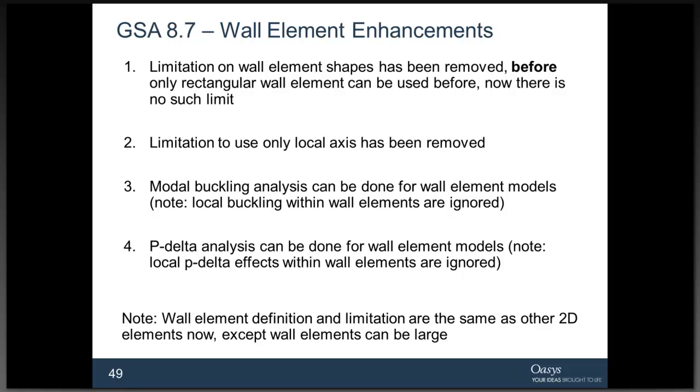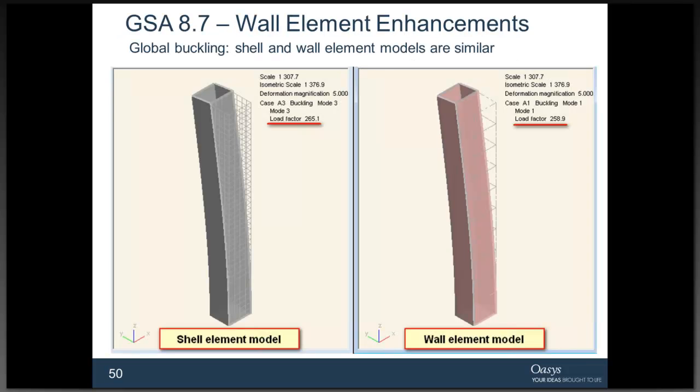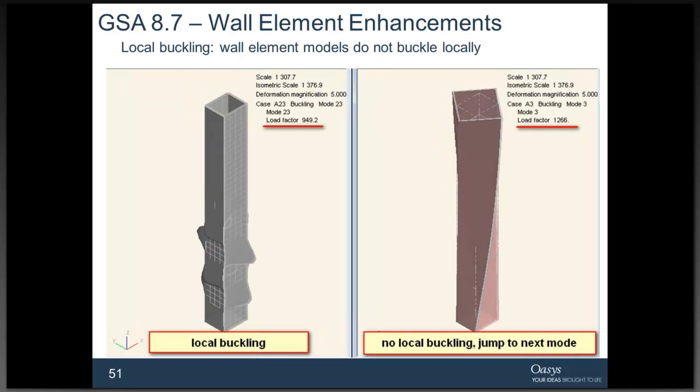So here is one example, a building core modeled by shell elements and wall elements. They are buckled globally. You can see the results are almost the same. The difference is probably about 1–2%. Here is the same model in higher modes. For the shell element model, you can see local buckling occurred, but for the wall element model, there's no local buckling. So if local buckling is a problem for the core you modeled, you probably need to use shell element rather than wall element. But normally for a high-rise building, local buckling is not in control.